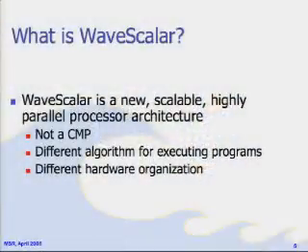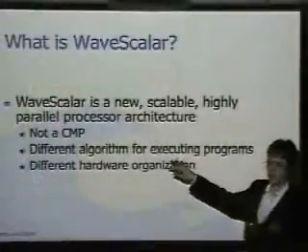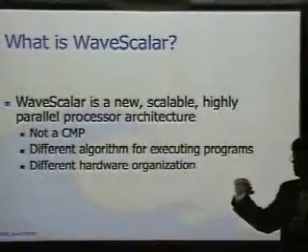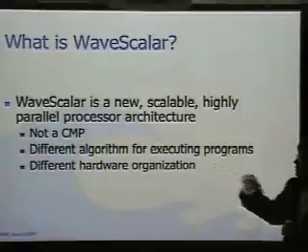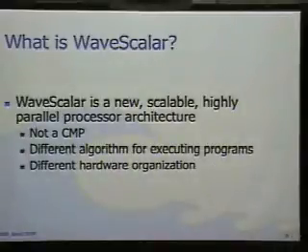So what is WaveScalar? Well, WaveScalar is a new, scalable, highly parallel processor architecture. It's not a CMP at all, and in fact, it differs from a chip-multiprocessor in 2 essential ways. The first is that it uses a fundamentally different algorithm for executing threads than the conventional CMP does. And the second is that it's going to organize its hardware very differently.